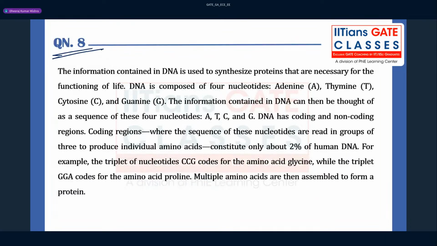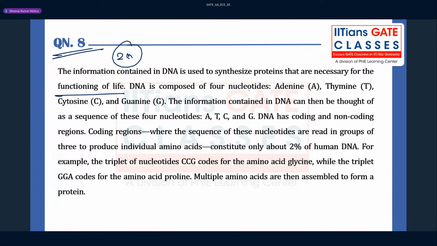Question number 8, right? A big passage is given, and you might get a headache, but you have to get the 2 marks here. So you have to solve it. Let us read the passage quickly. Reading should take only 40 seconds. The information contained in DNA is used to synthesize proteins that are necessary for the functioning of life. Okay, that we know, right?